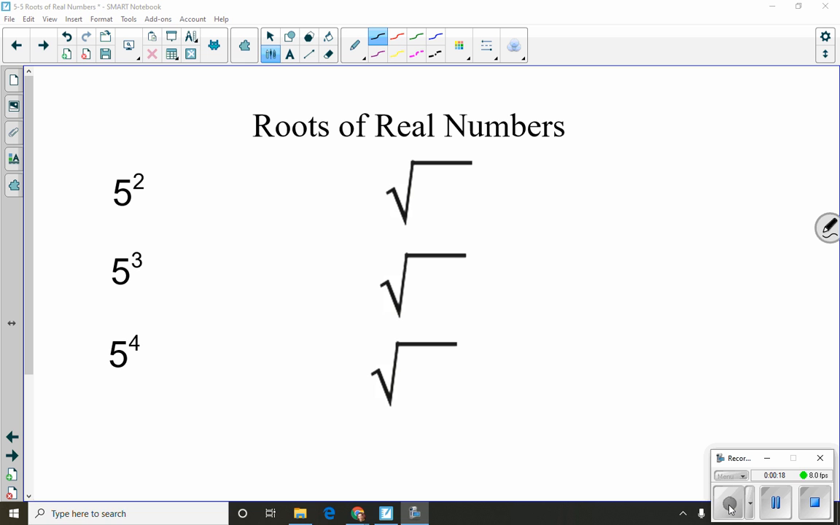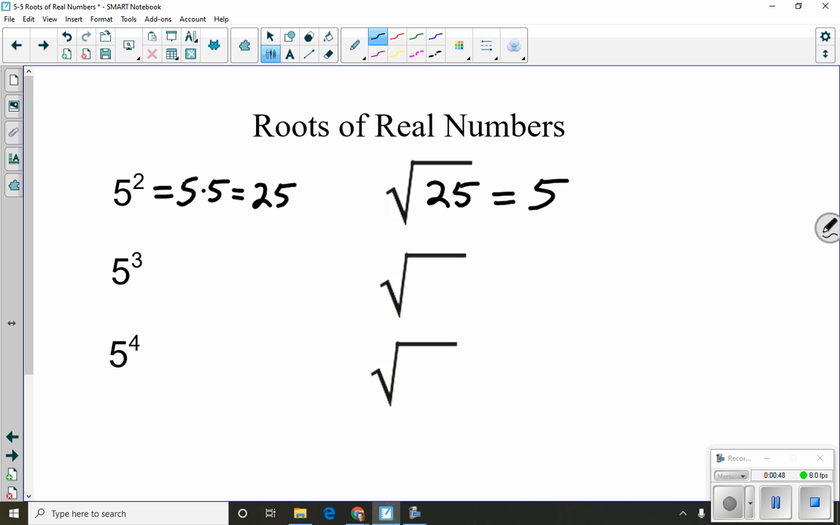Now we have powers, which means if I have 5 squared, I'm going to go 5 times 5, so I have 2 of them, and that will equal 25. I need a way of being able to go backwards. And so roots is that way of going backwards through powers. So if I had the square root of 25, then what times itself makes 25? We know that is 5.